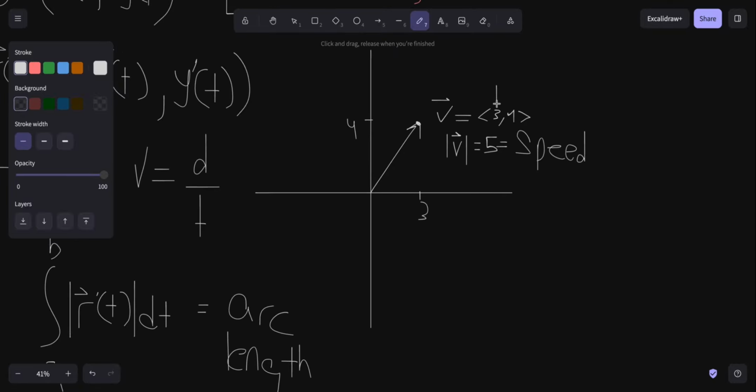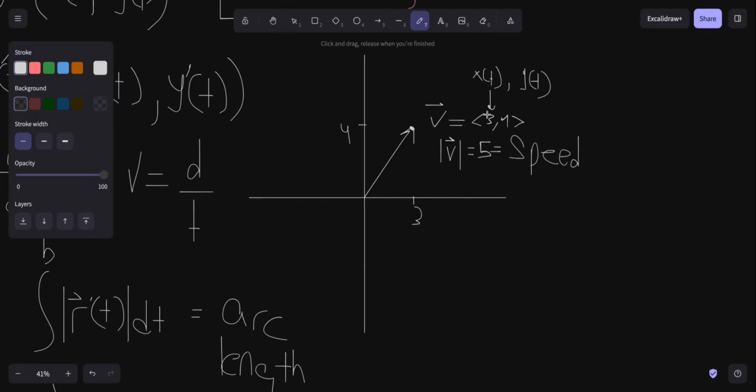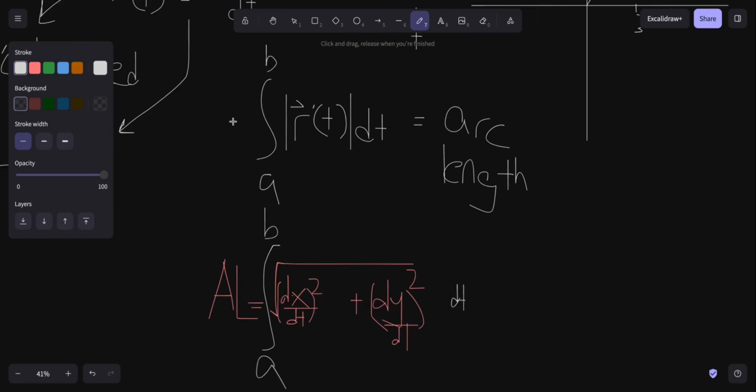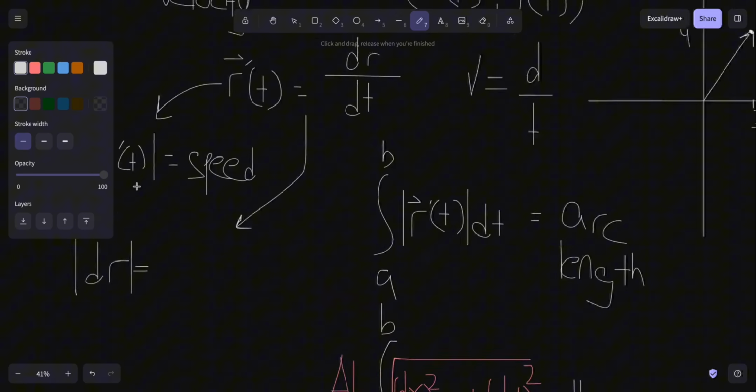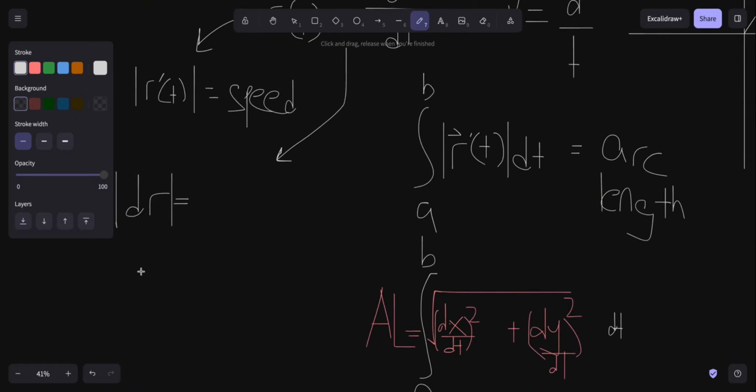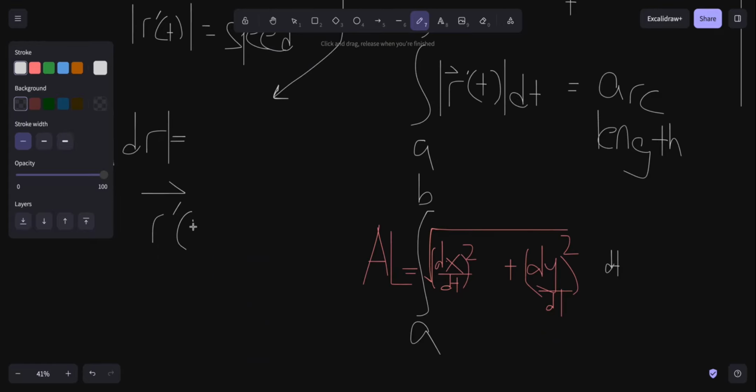If this was, for example, x of t, and this was y of t, in order to find the magnitude of the vector, I would have to do x of t squared plus y of t squared, and then take the square root of that. Well, look at what we have here. This right over here is my velocity vector, r prime of t, and it has components.